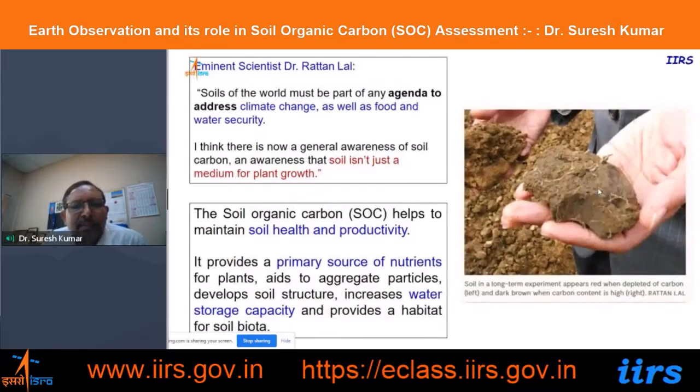I just inform you that our eminent scientist Dr. Ratan Lal, who has been working for decades on soil carbon and climate change, says that soils of the world must be part of any agenda to address climate change, as well as food and water security. So he says soil is of prime importance, and among the soil, how important soil carbon is to address the issue of climate change, and also our food and water security.